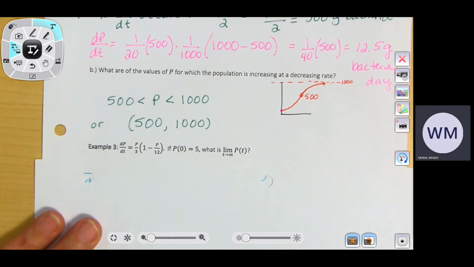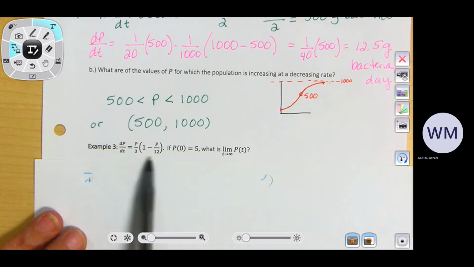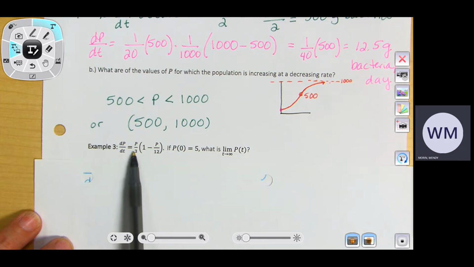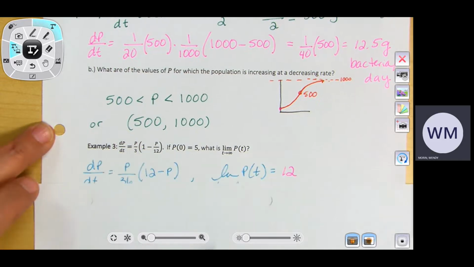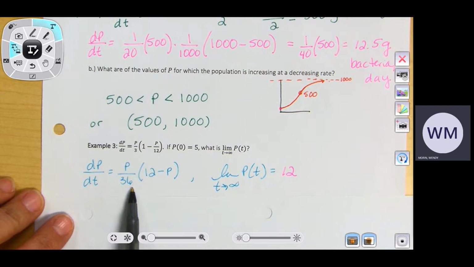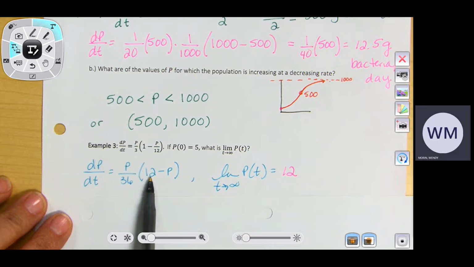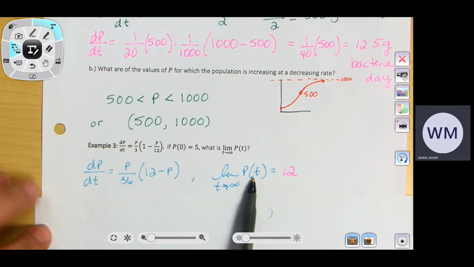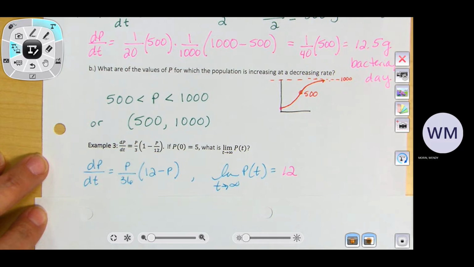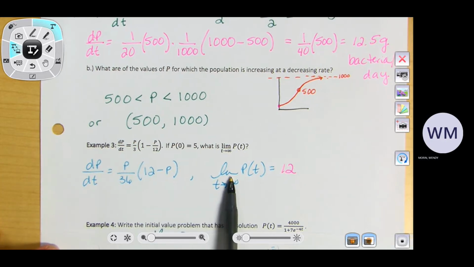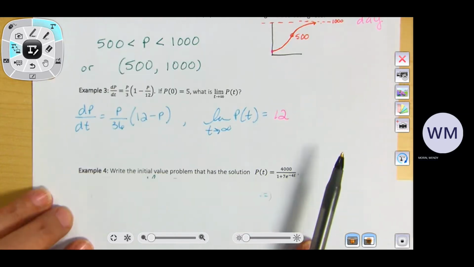Okay, example number 3. Again, what is wrong with this? We have to factor this out. We're factoring out a 1/12 in order to get it into the form that we like, so we can see what our carrying capacity is. So let's go ahead and do that. If we factor it out, we get a 12. So our carrying capacity is 12, which is our limit. Carrying capacity is our limit. That's it.